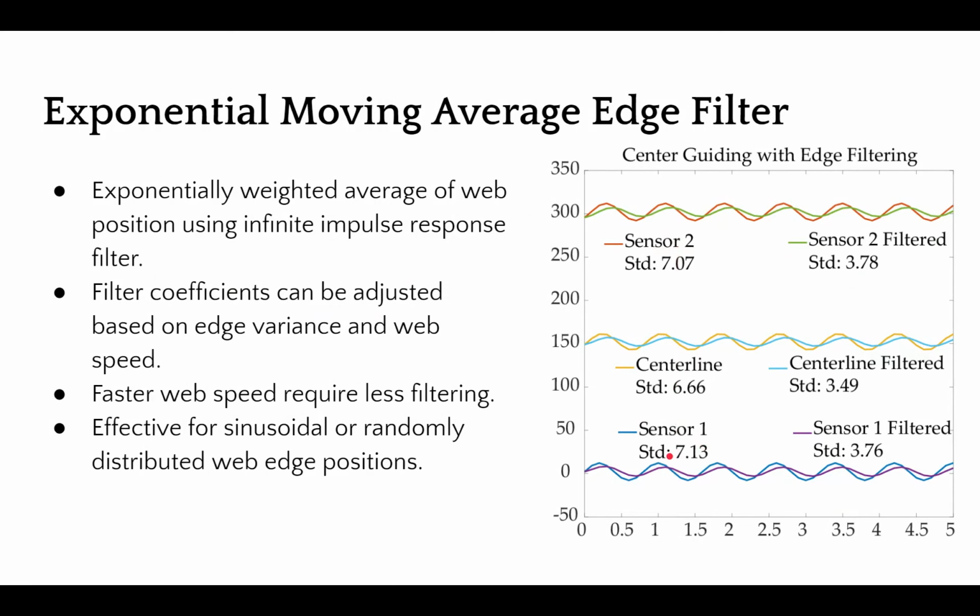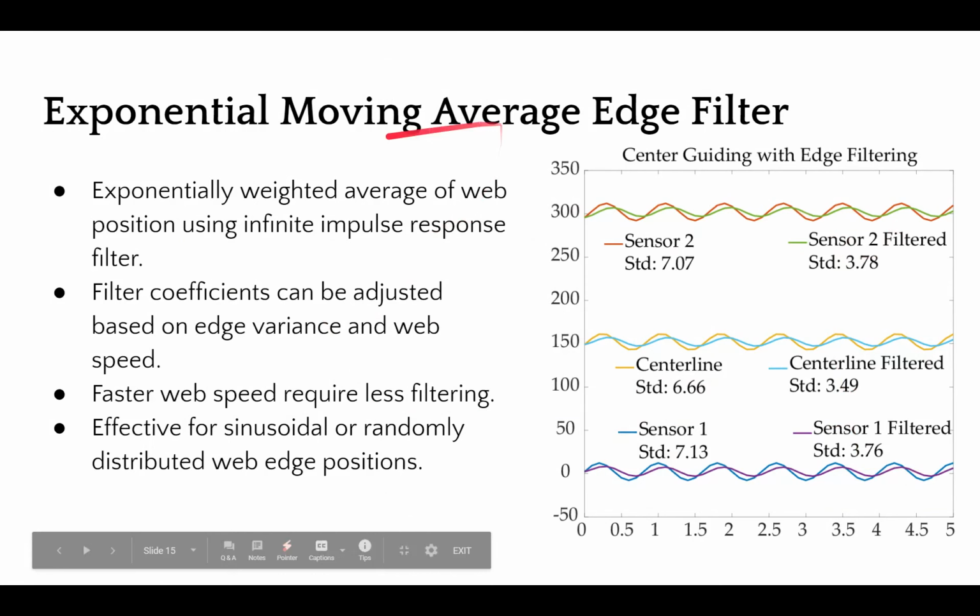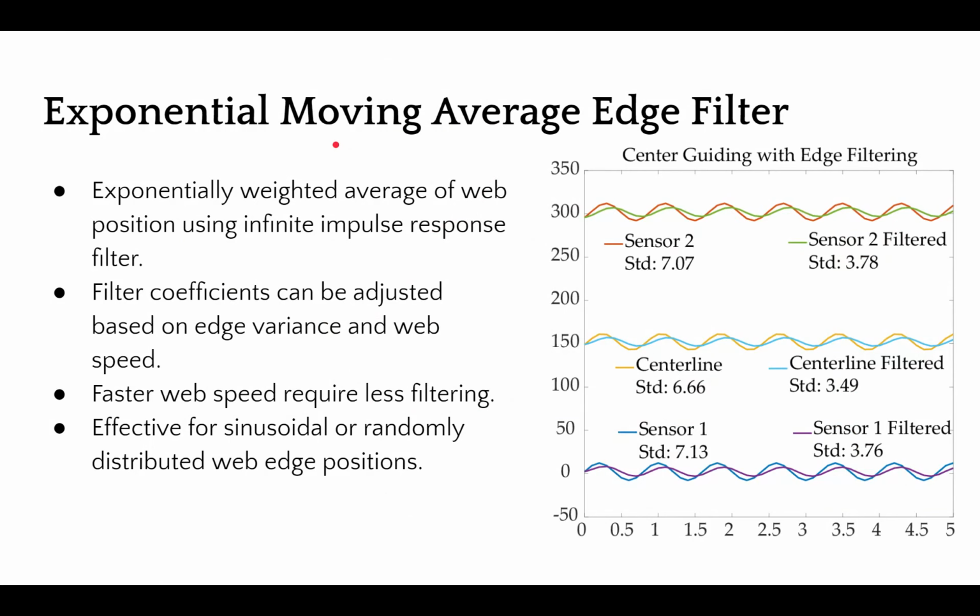Like I mentioned, center guiding is going to average that out without any filtering. Just by center guiding, you're reducing that standard deviation by taking the average of those two signals. But if you go in and actually filter that, like using an exponential moving average, then you can reduce the standard deviation here. So we use what we call an exponential moving average edge filter to make sure that we don't react too much to these edge variations. And essentially, it's like an infinite impulse response filter.